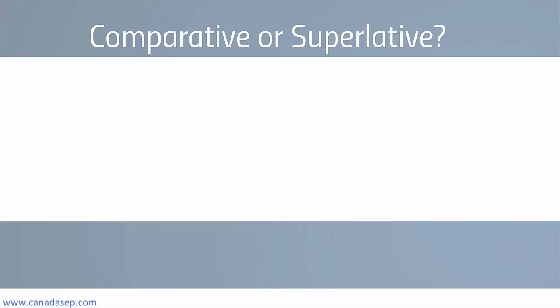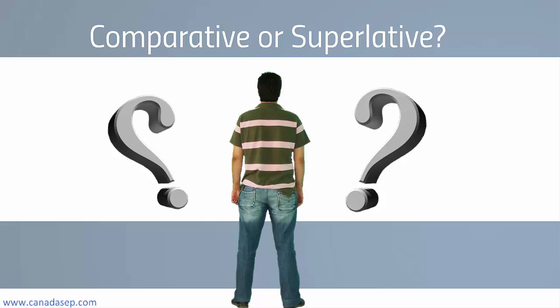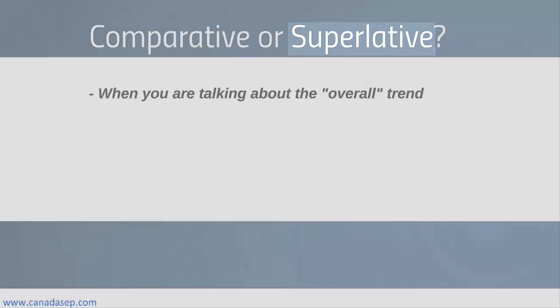I have a question for you. Which do you think is more common in graph description, comparative forms or superlative forms? Any guesses? Well, if your guess was superlative, you are right. You use superlatives when you are talking about the overall trend. Remember? When writing introductions, the second sentence was the overall trend, or the most outstanding feature of the graph.